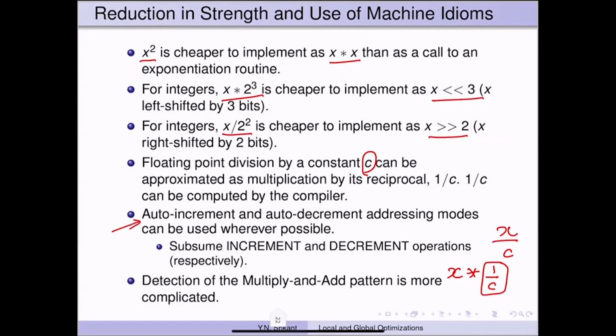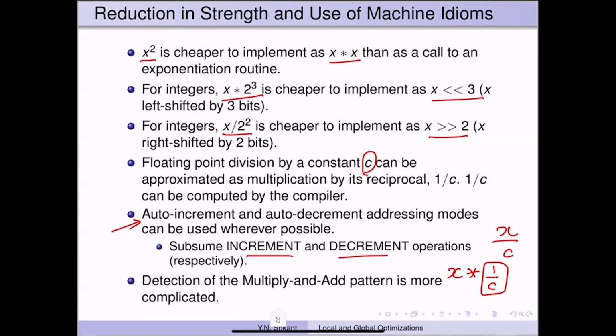Auto increment and auto decrement modes of addressing, wherever they are available, can be utilized. So it will try to subsume increment and decrement operations if we use auto increment and auto decrement. But the processors of today, most of them don't have the auto increment and auto decrement mode. Some of the signal processing chips of even yesteryear used to have it, but now they may not be available.